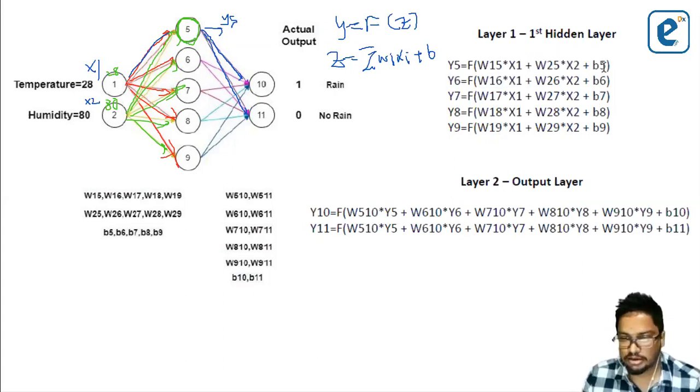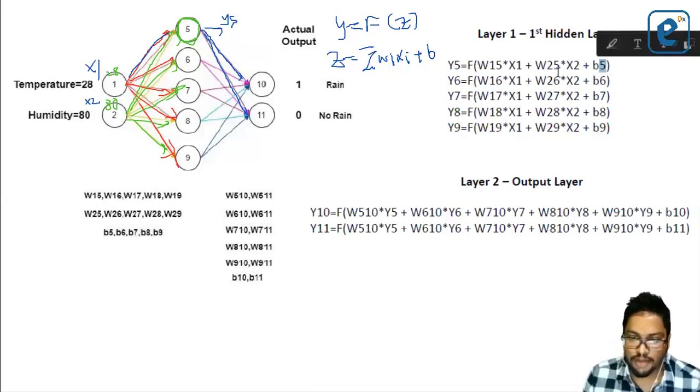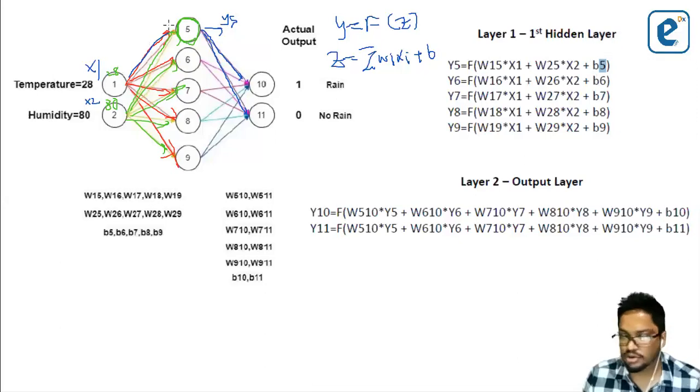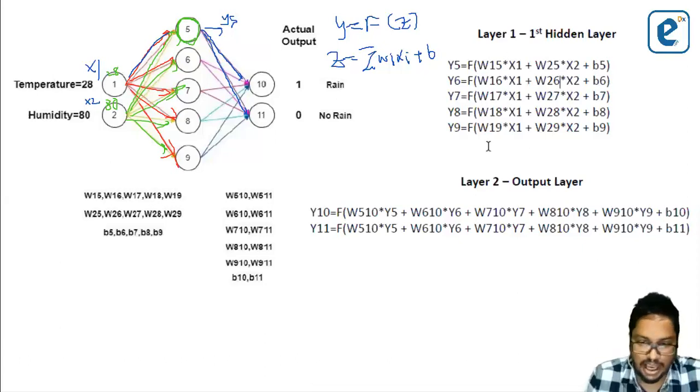And later we are going to add the bias of that neuron, b5. Similarly, y6 will be calculated, the output of the 6th neuron, the 7th neuron, 8th neuron, 9th neuron. So its values will be calculated.